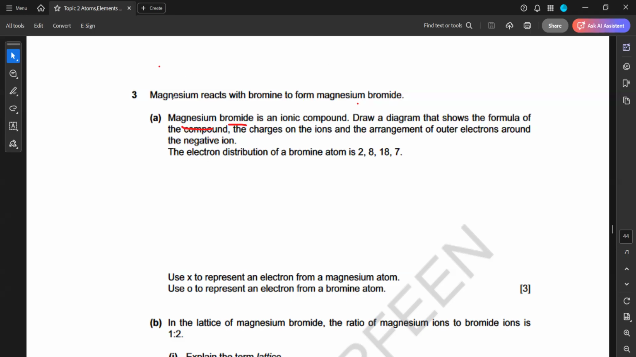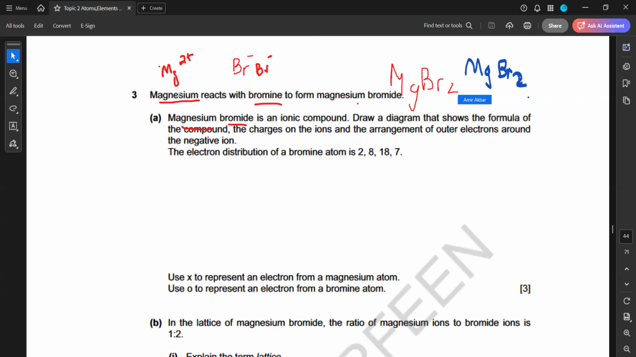First, we should understand what the formula for magnesium bromide should be. Magnesium belongs to group 2, so it has a charge of 2+. Bromine belongs to group 7, so bromine will have a charge of 1−. When we cross multiply, the formula for magnesium bromide will be MgBr2. So we have to draw one magnesium and two bromide.